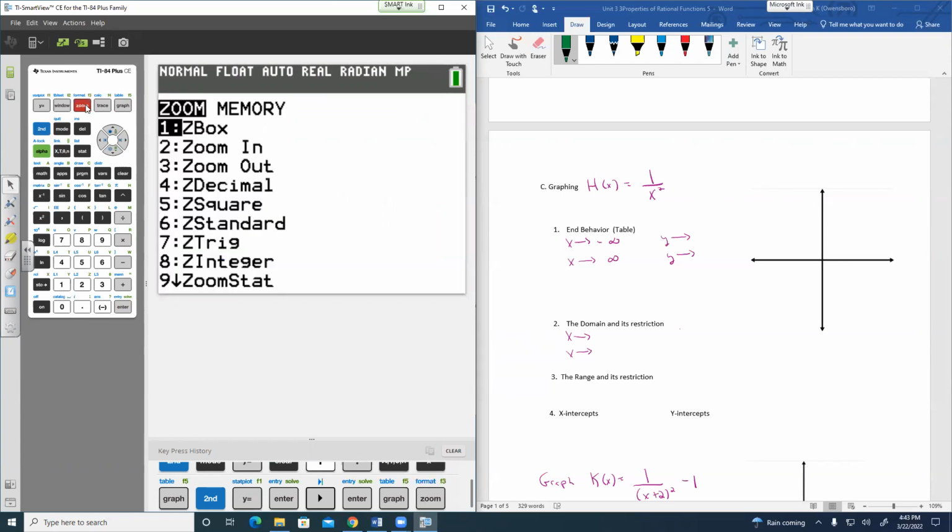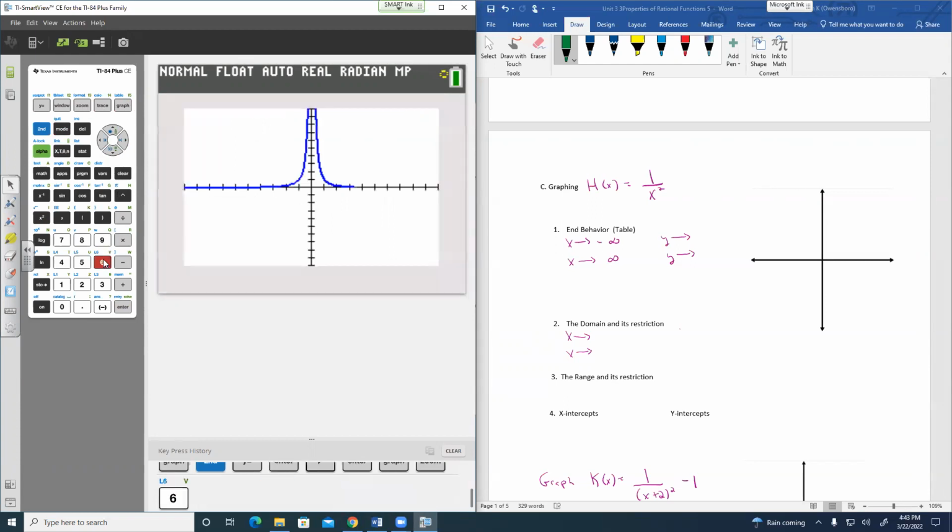Remember, under zoom, if I hit number 6 for standard, that gives me the graph there. Notice it's a strange looking graph. Rational functions will have these strange looking graphs. They have what we call boundaries in them. One thing we talk about is end behavior. As I'm moving to the left, notice that the y values are approaching a certain value. They're getting closer and closer to the x-axis.